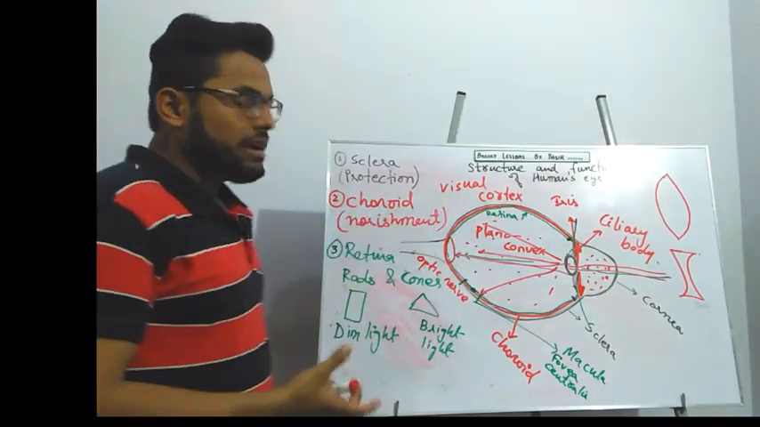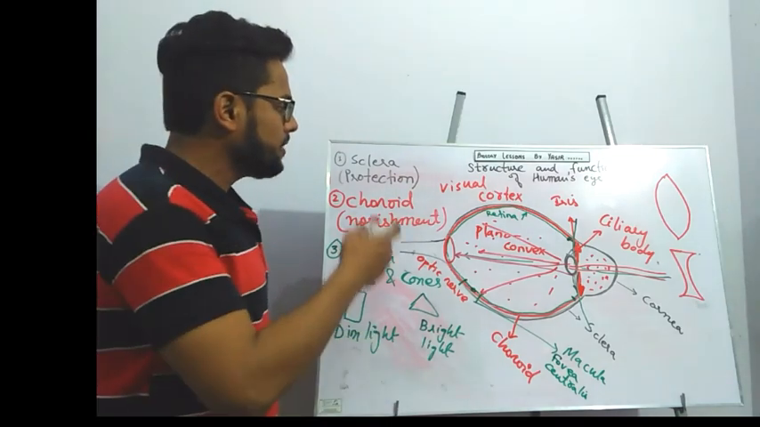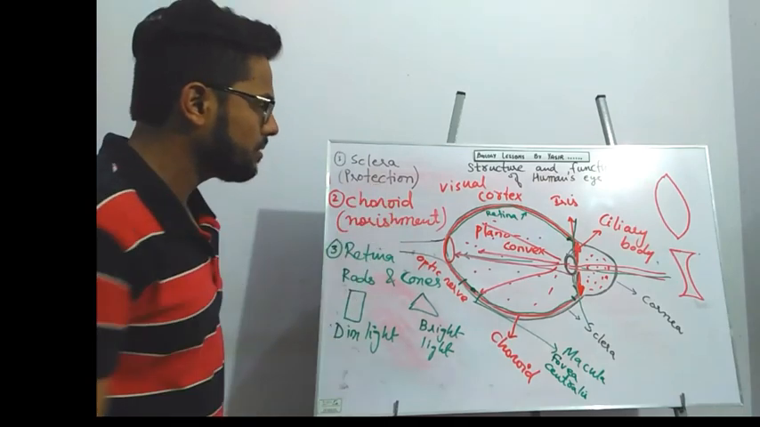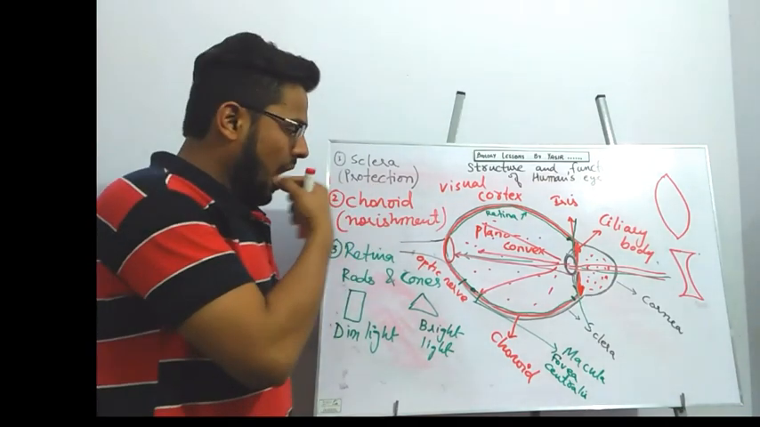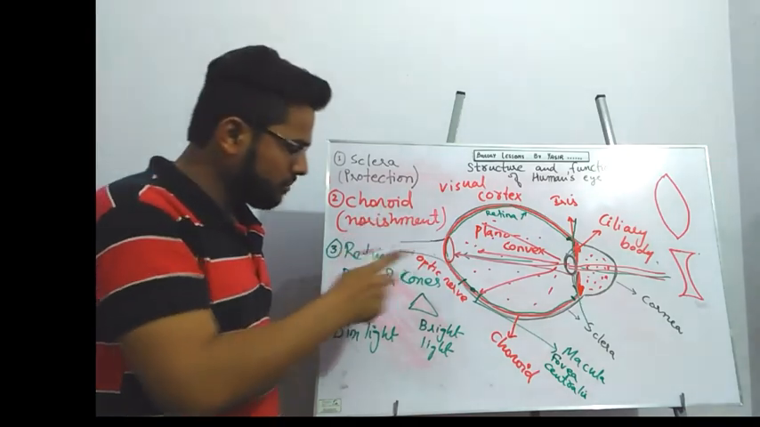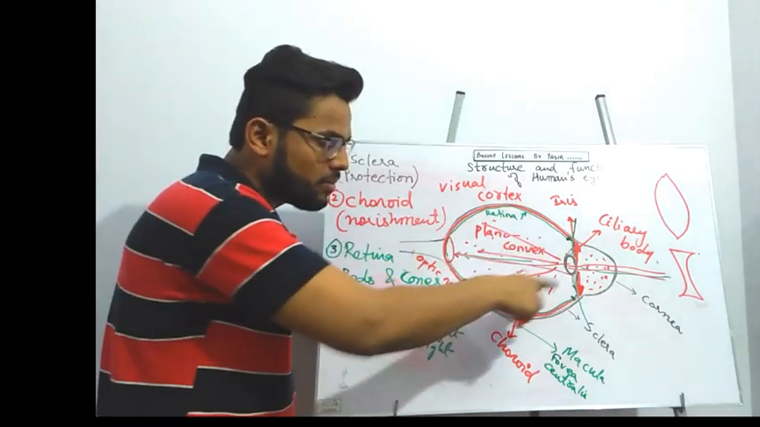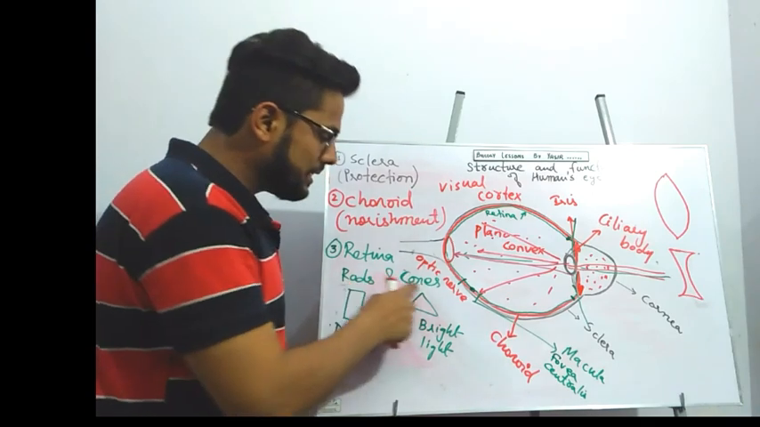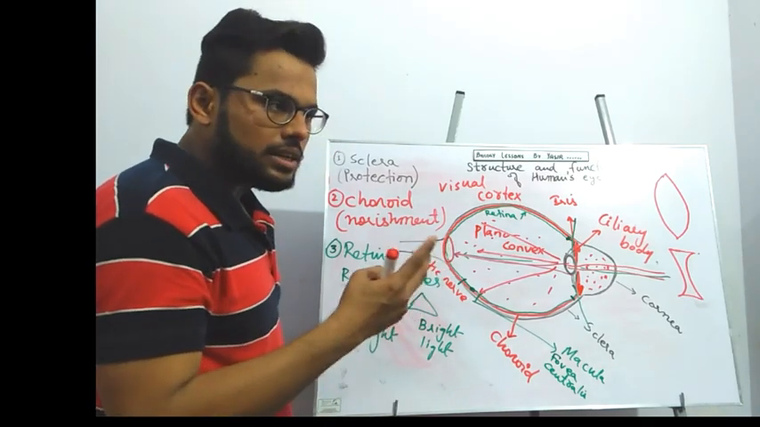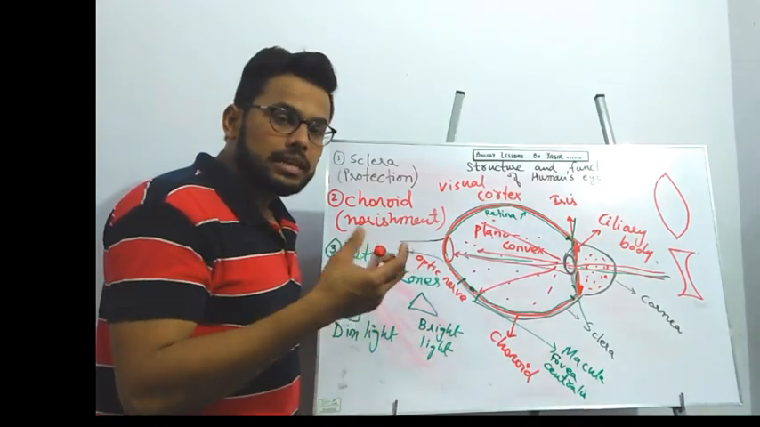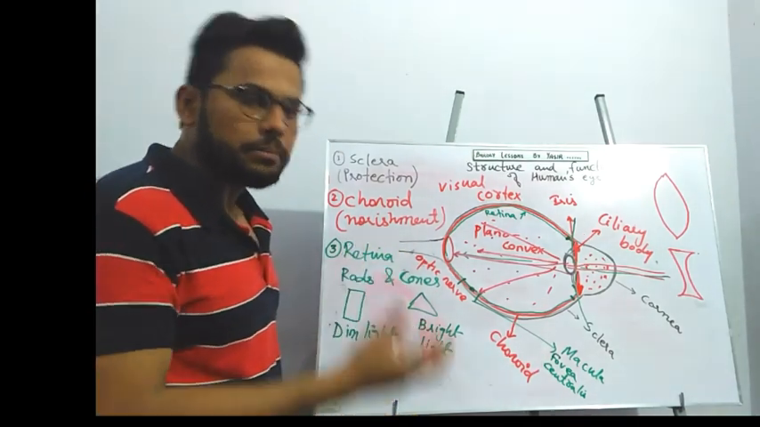Understood? So when we summarize today's lecture, we can say that the sclera is the outermost layer of the eye. It has the function of protection. Choroid is the middle layer of the eye. It has the function of nourishment. Retina is the innermost layer of the eye. It has rods and cones, and two layers combined together form the retina, the neural layer and the pigmental layer.